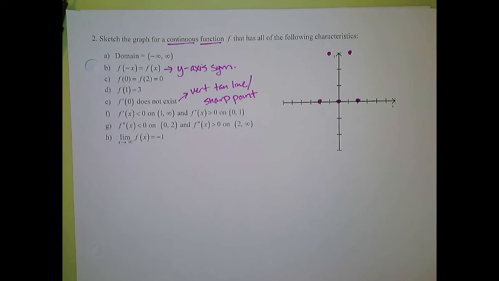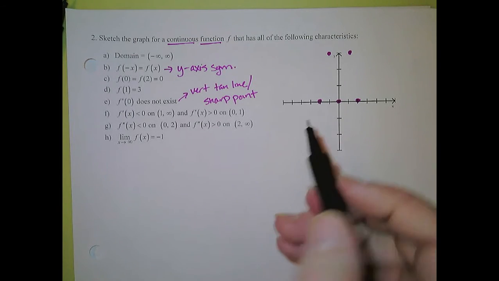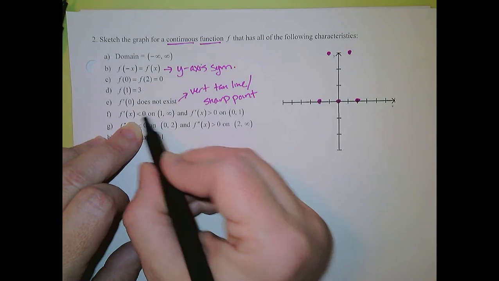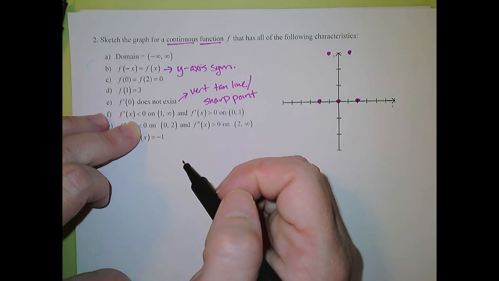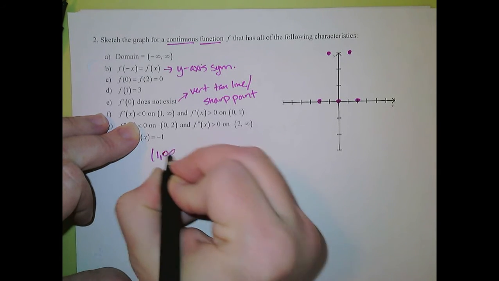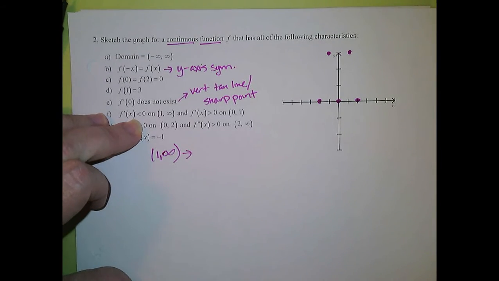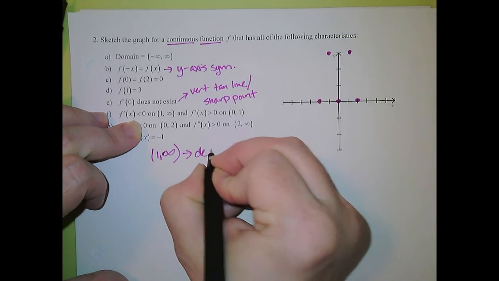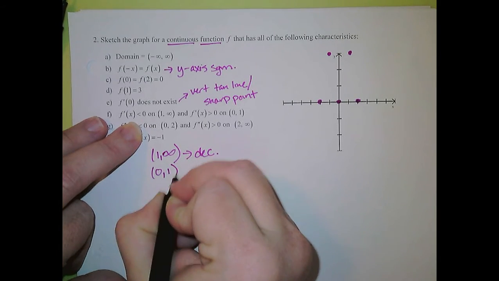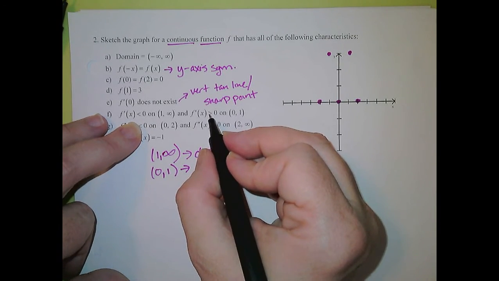F tells us that f prime is less than 0 from 1 to infinity, and f prime is greater than 0 from 0 to 1. So f prime is less than 0. In other words, the derivative is negative from 1 to infinity. So from 1 to infinity, since the derivative is negative, we know that we are decreasing. From 0 to 1, we know that the derivative is greater than 0, is positive, so it's increasing.